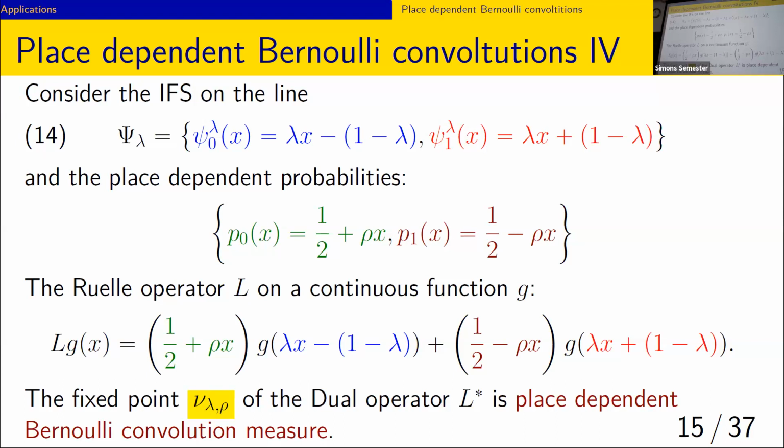Those people who like fractal geometry have seen this iterated function system several times, because in the Bernoulli convolutions, that was this iterated function system basically considered by Anders in the 1930s. So when you speak about Bernoulli convolutions, then this is the iterated function system which is behind.